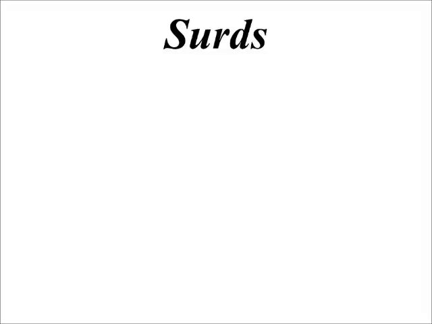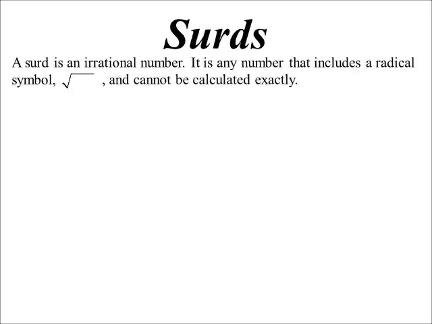Today we're going to look at surds, the more common of the irrational numbers. So a surd, as we talked about yesterday, is an irrational number. Basically, anything that includes a radical symbol. We, of course, mainly look at square roots.